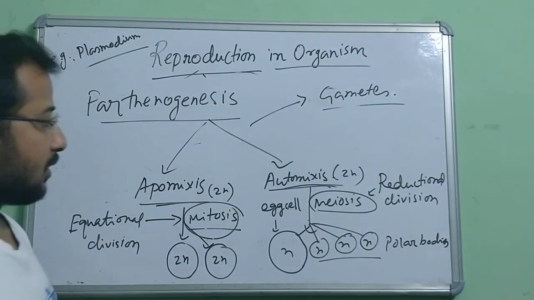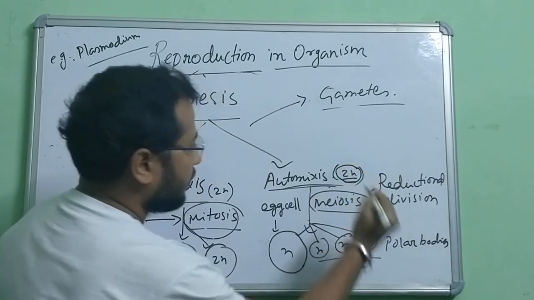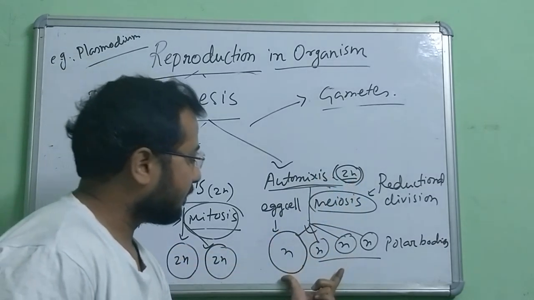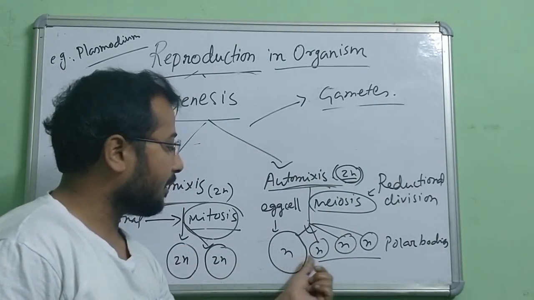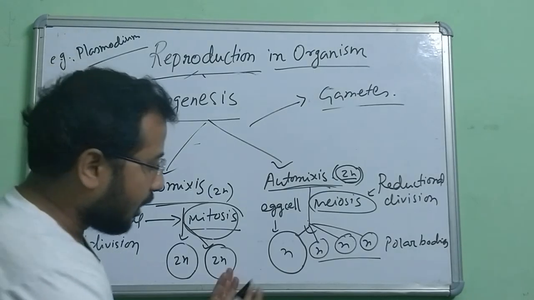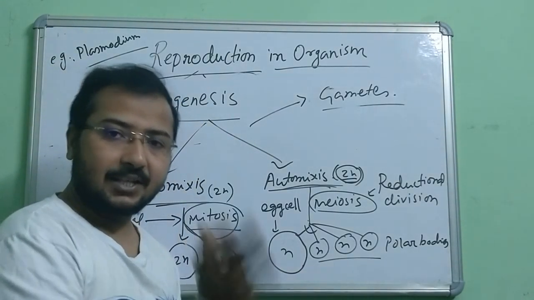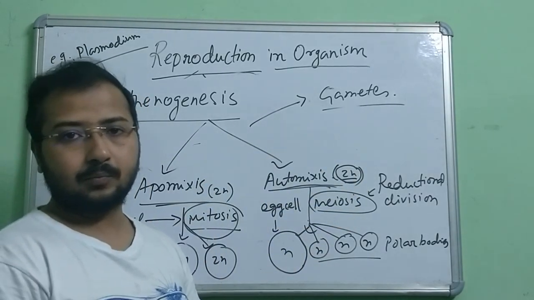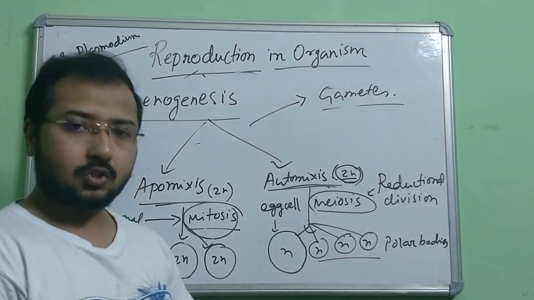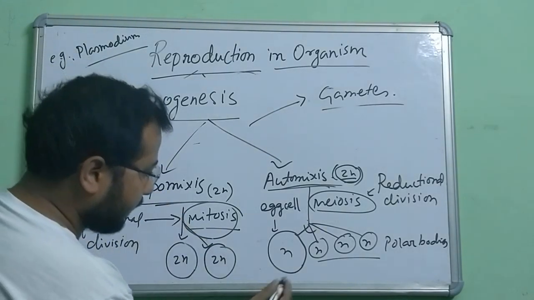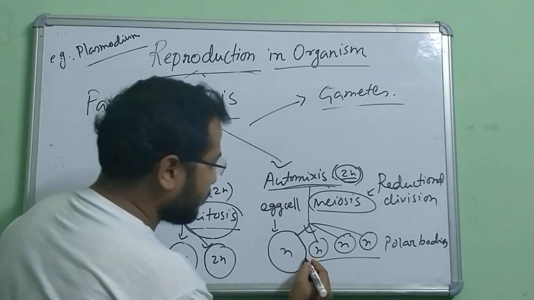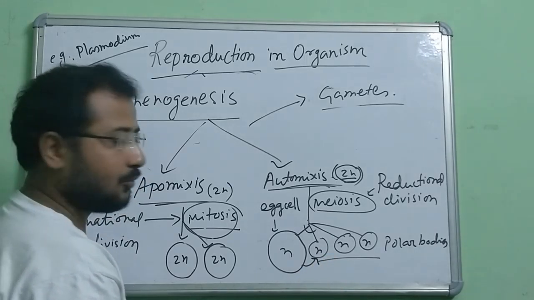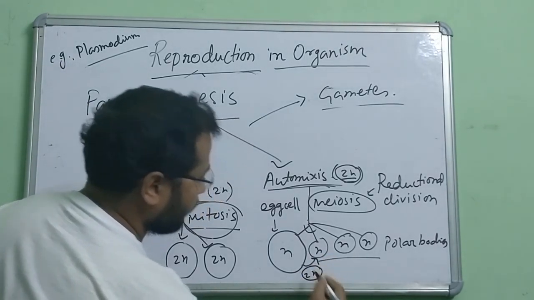Now see, the parent organism here is 2n. Now these daughter cells have n number of chromosomes. When the next generation develops, it must have 2n chromosomes, but here I see n. So what they do is that this egg cell fuses with any of the polar bodies. Once it fuses with a polar body, automatically it becomes 2n: n plus n is 2n.